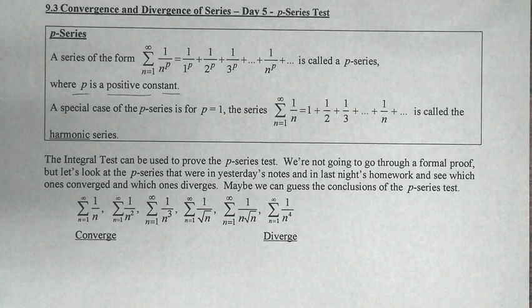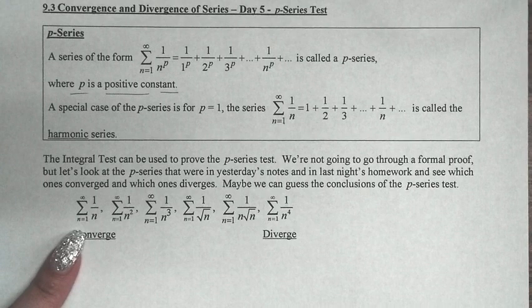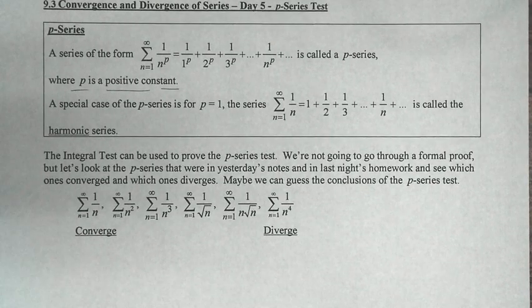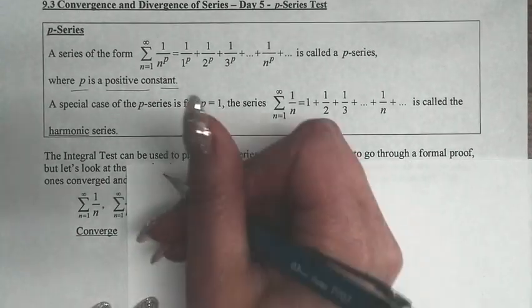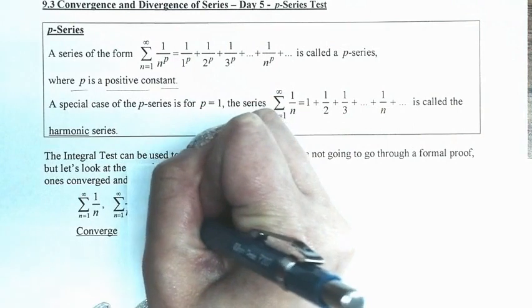We're not going to do a formal proof, but let's look at the p-series that were in yesterday's notes and last night's homework and see which ones converge and which ones diverge. Maybe we can get the conclusions of the p-series test. The first one that we have is the harmonic series, the summation from n equals 1 to infinity of 1 over n. If you cannot predict that one because it's the first one, let's do it step by step.